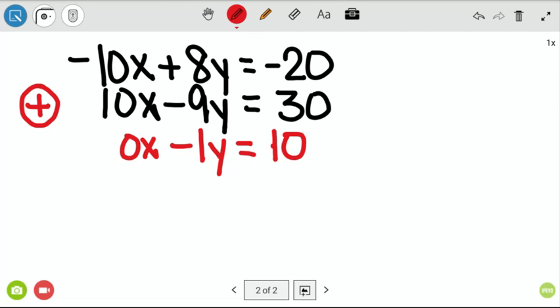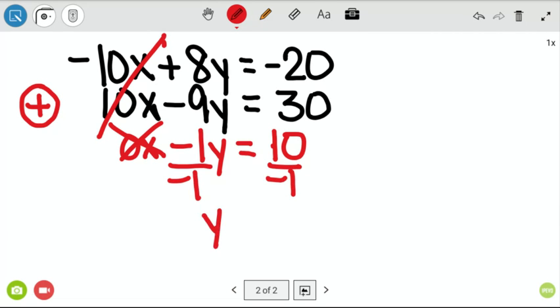So we really don't have to look at that anymore. It eliminates. That's the whole point. Whenever we look at this, we can now just divide this by negative 1, and we get the answer of y being negative 10. That's the y value that goes in here. So now we have to find the other variable.